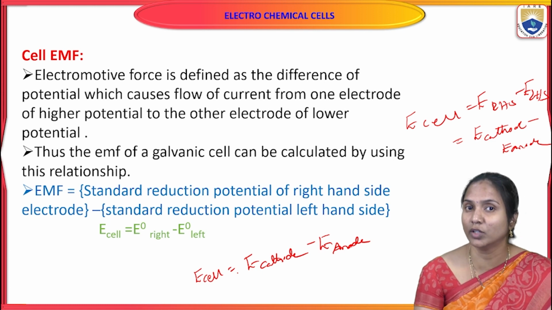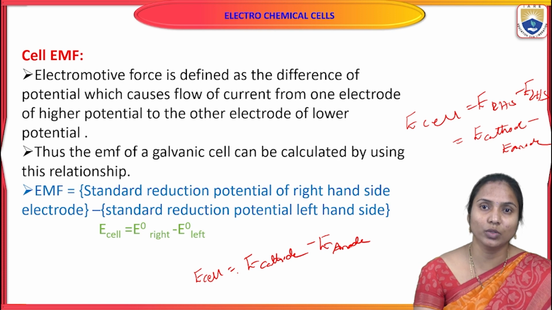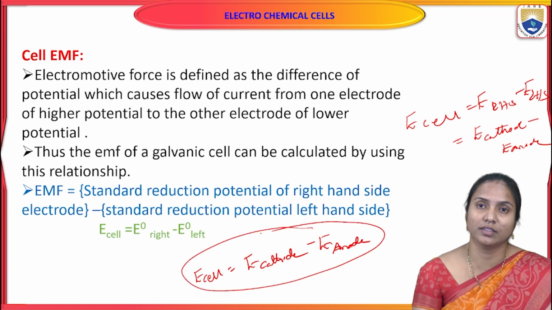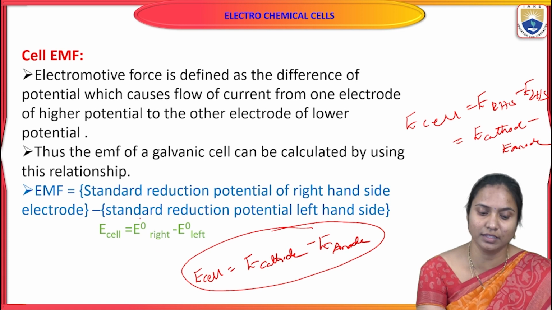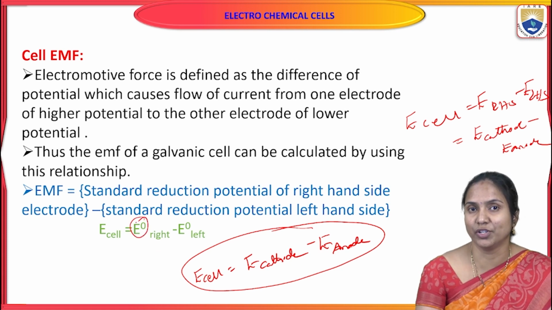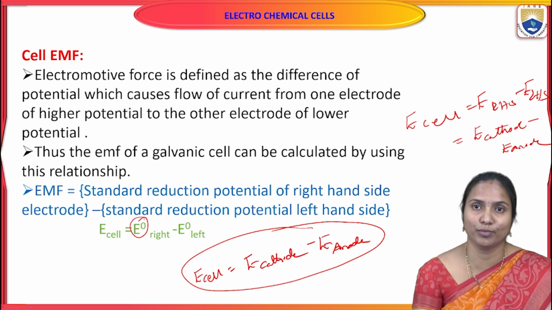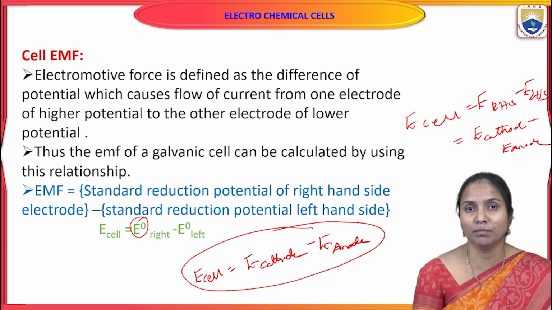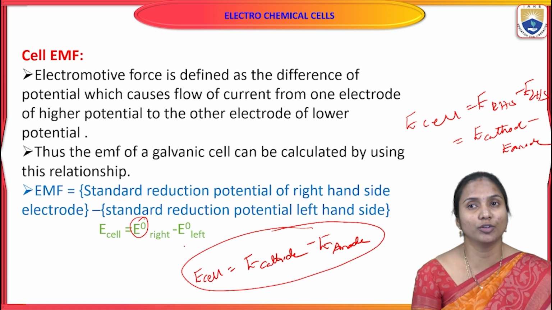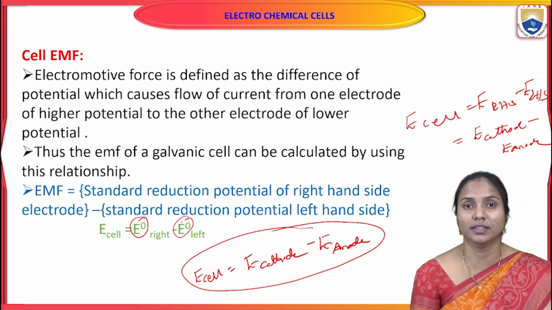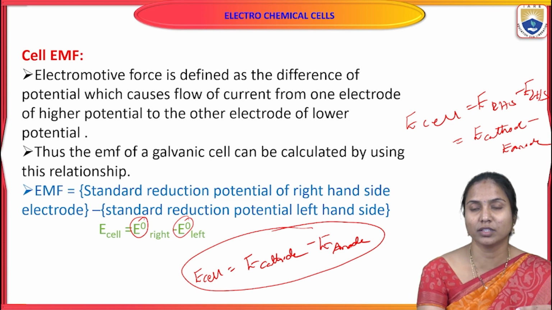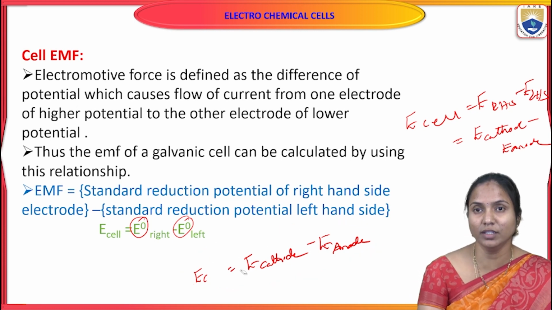Oxidation reactions or anodic reactions are written on the left hand side. So in this way we have to calculate the EMF of the cell by using this formula. Here E cell equals E naught, that means standard reduction. E means single electrode potential, E naught means standard reduction potential. So how can we determine the EMF of the cell? Standard reduction potential of the right hand side electrode, that means cathode, minus standard reduction potential of the left hand side electrode, that is anode. By using this formula we can calculate the EMF of the cell.